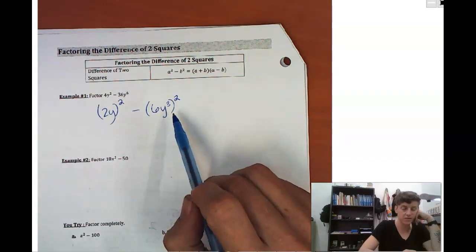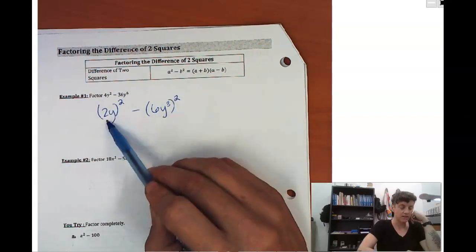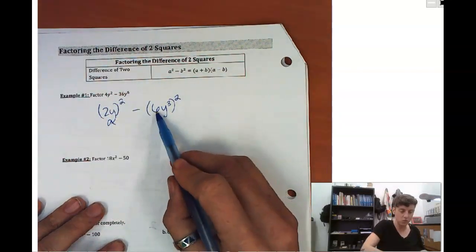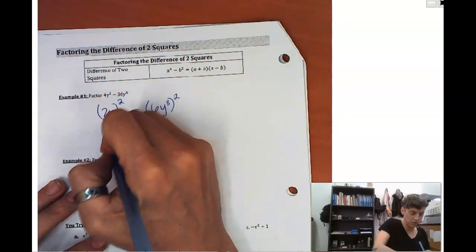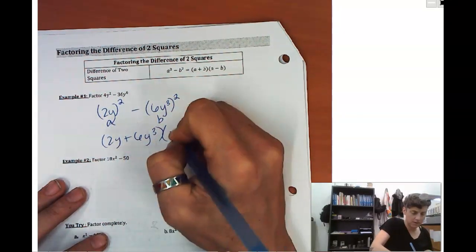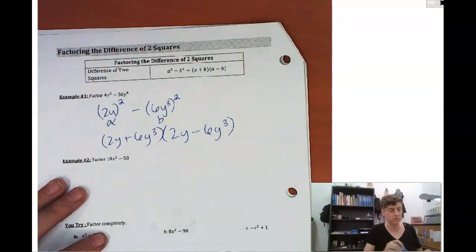So how is this going to factor using this rule? Well, my a in this case is 2y, and my b in this case is 6y cubed. So this is going to factor to 2y plus 6y cubed times 2y minus 6y cubed. One for the plus and one for the minus. Sweet.